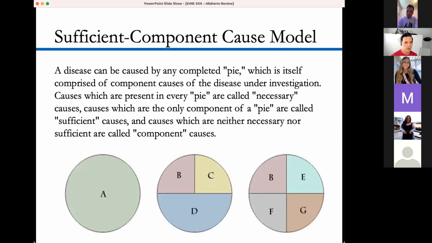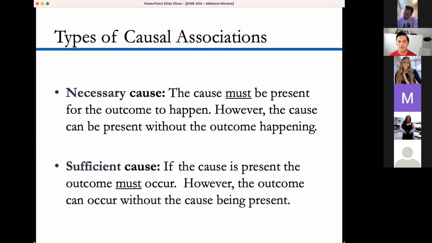We have this sufficient component cause model that has the different components that talk about what is necessary, what is sufficient, what is just a component of each disease, and how we use that to understand how people develop disease. And then we have the types of causal associations that we went through. And I have a couple of sample problems today where you'll read through scenarios to talk about what is a necessary cause, what is a sufficient cause. And this can be broken down into 4 different components.